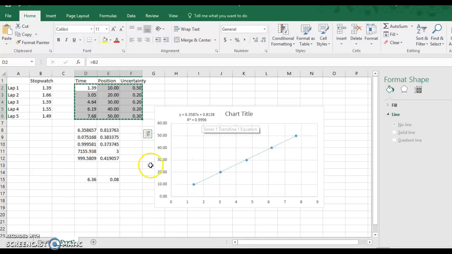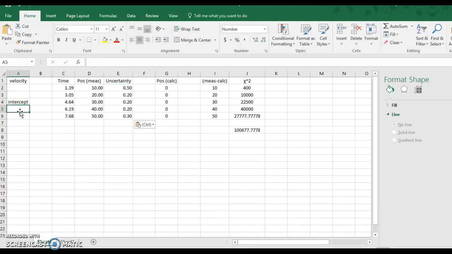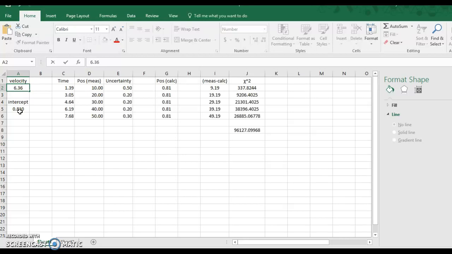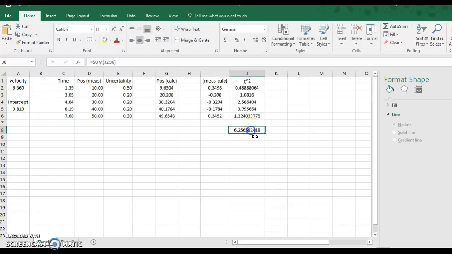So 0.81 and 6.36. So our intercept was 0.81, and our velocity was 6.36. Now you're going to take this out to 3 decimal places, and notice all of a sudden we have a number here. Okay. Now the question is, what happens to that number if I put a 5 right here? Notice how this got smaller.